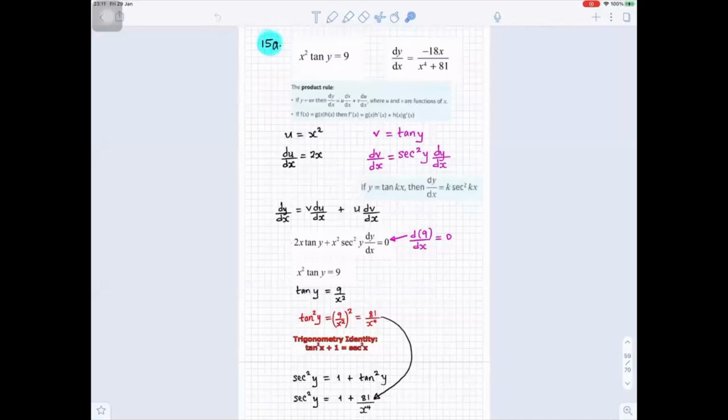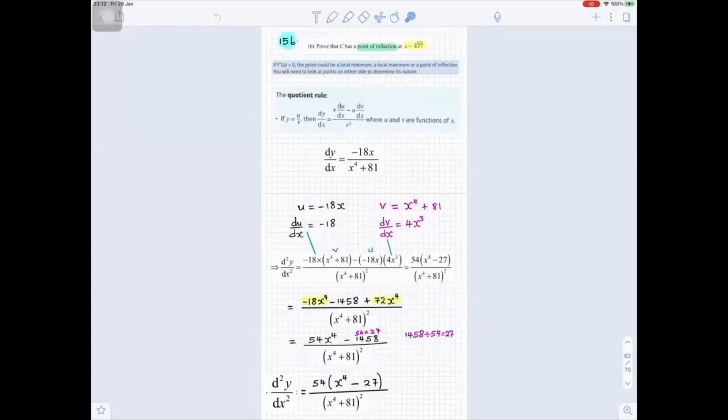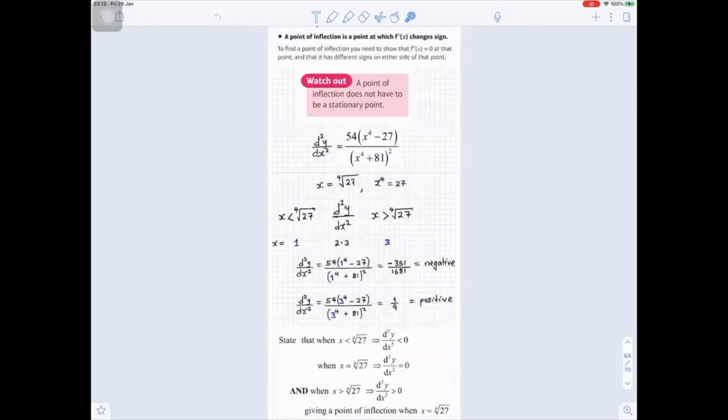So that's the first part of question 15. For 15a, you differentiate the first time, and that's the second part of 15a, which you are required to show. That's question part B, question 15b. You differentiate using the quotient rule to get d squared y over dx squared. And that's the last part of question 15b, which you want to show, that it is a point of inflection at x equals the fourth root of 27.